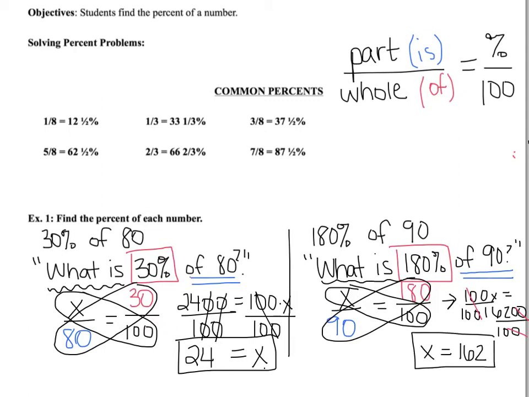So if we think about this, 162 is 180% of 90. And that makes sense that we'll get a bigger answer because 180% is bigger than the number that we started with. So it needs to be almost twice 90. And twice 90 is 180, so 162 is pretty darn close. Okay.